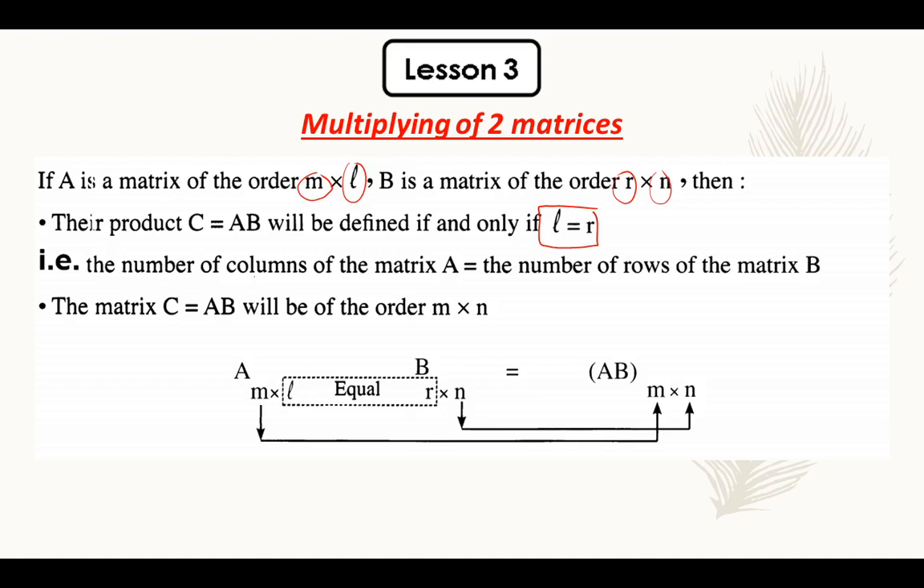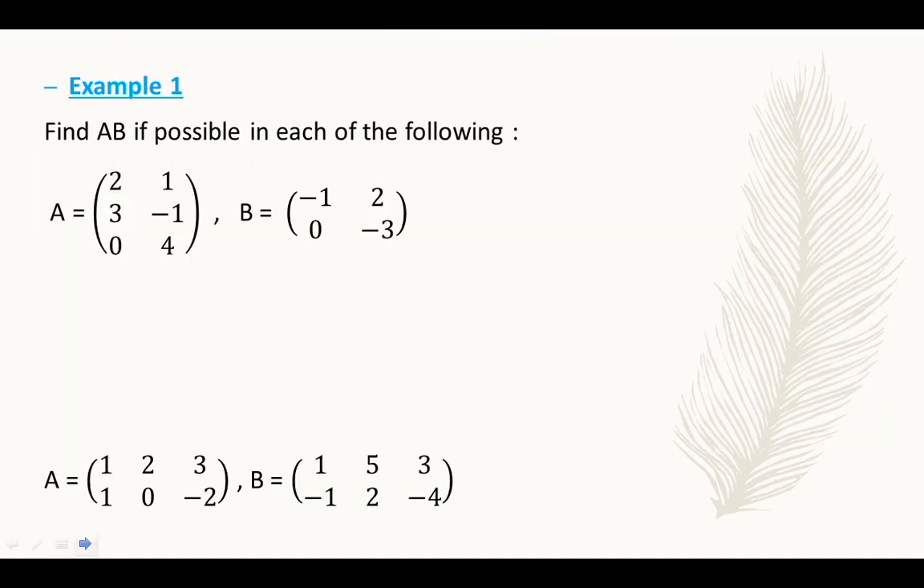For example, here A is a matrix of order M times L, and B is a matrix of order R times N. Then the resultant matrix A times B will be of order M times N. So L and R must be equal. If they are equal, we can find the multiplication of the two matrices A and B, and the resultant matrix will be of order M times N. Let's go to an example to explain the lesson.